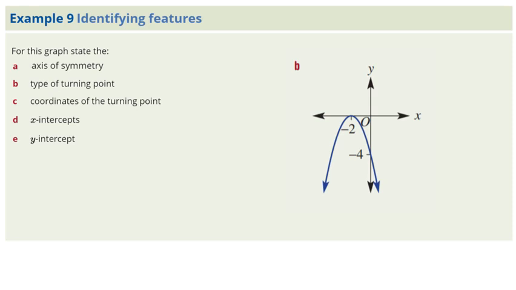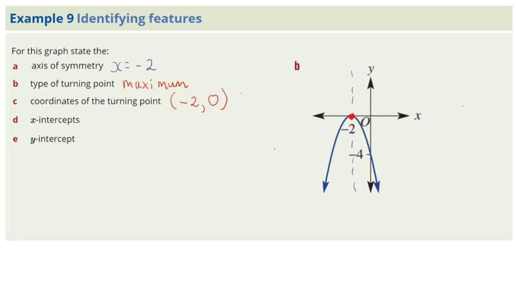Last one. So axis of symmetry, that's this line down here. So the line is at x equals -2. Our type of turning point, so our turning point is up here. So it's a maximum. Coordinates of the turning point. Okay, so it goes x and then y. So my x coordinate is at -2 and the y is 0.